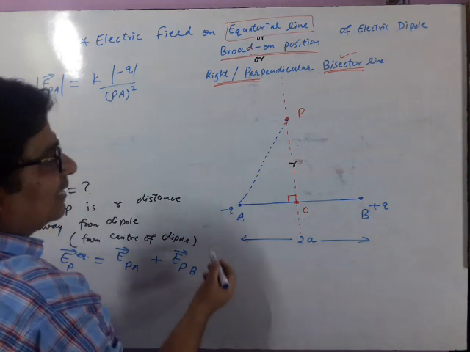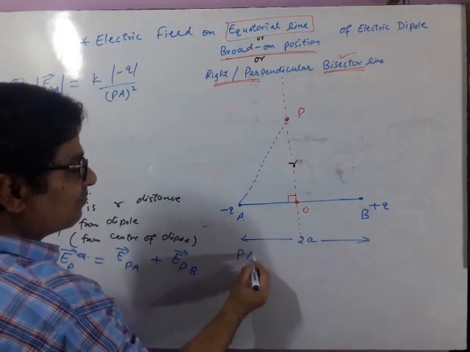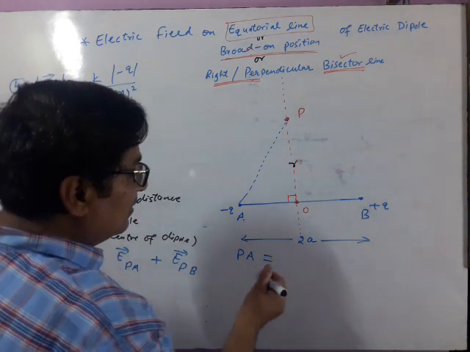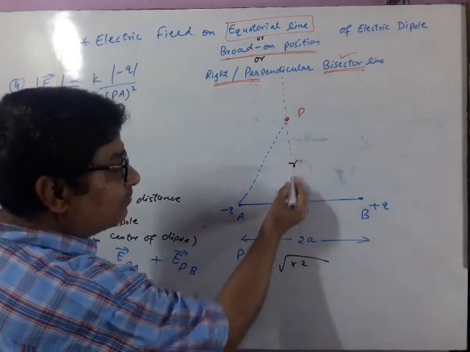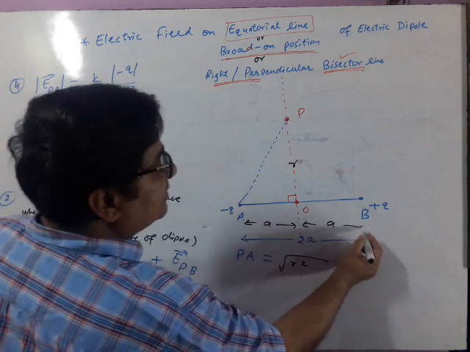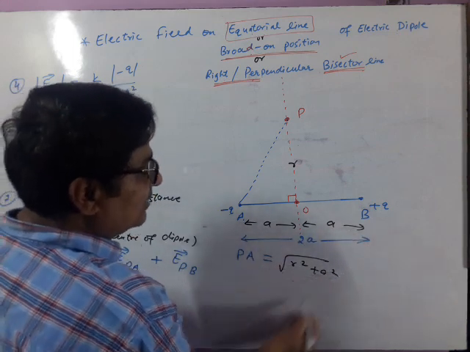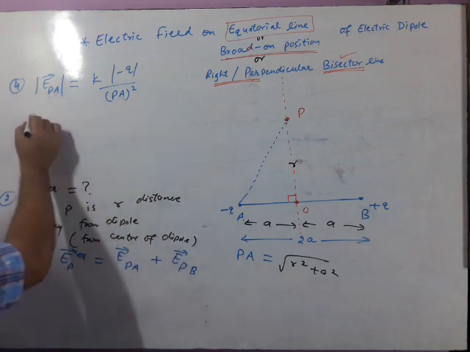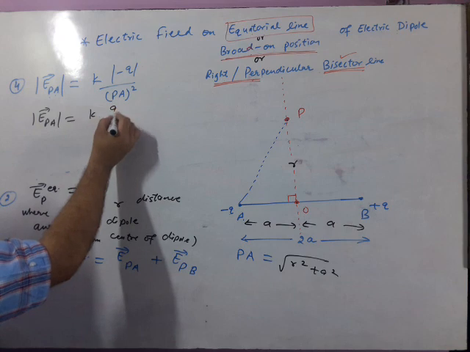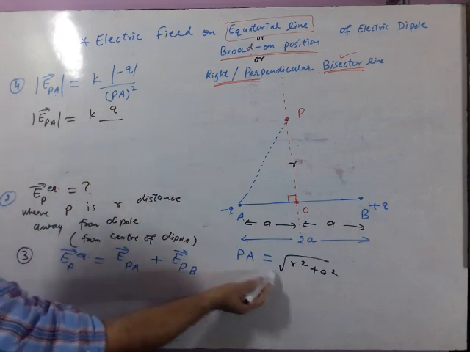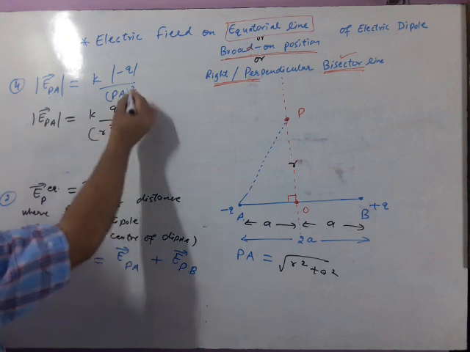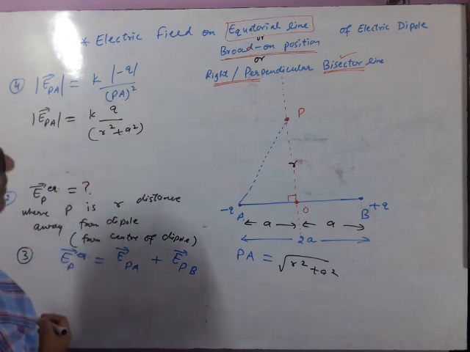Now you can see the diagram. What is P to A? This PA distance from Pythagoras theorem will be under the root r square plus this distance. Since it is center of dipole, it is a. So it becomes r square plus a square. Now PA square. So EPA vector is k mod of minus q, that is q, divided by PA square. So root will be omitted. It is r square plus a square. So this is EPA magnitude.